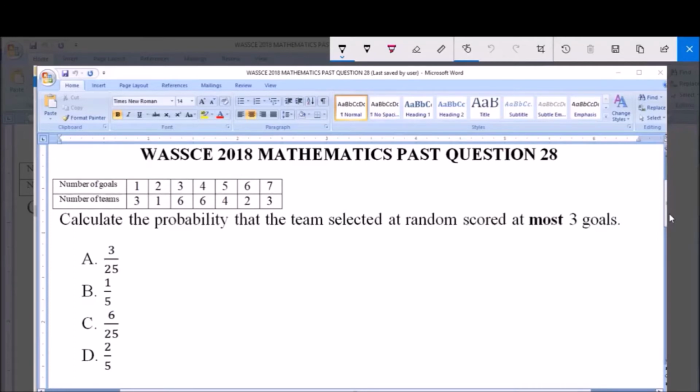Hello, good day and welcome. I will be answering WASSCE 2018 Mathematics Past Question 28. Calculate the probability that a team selected at random scored at most 3 goals, given this table.